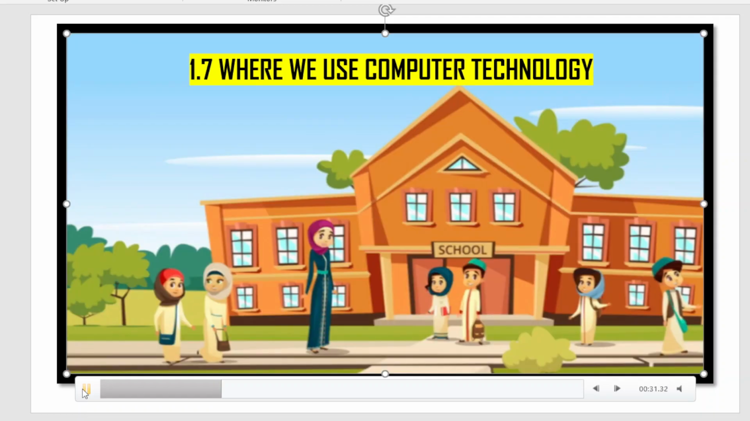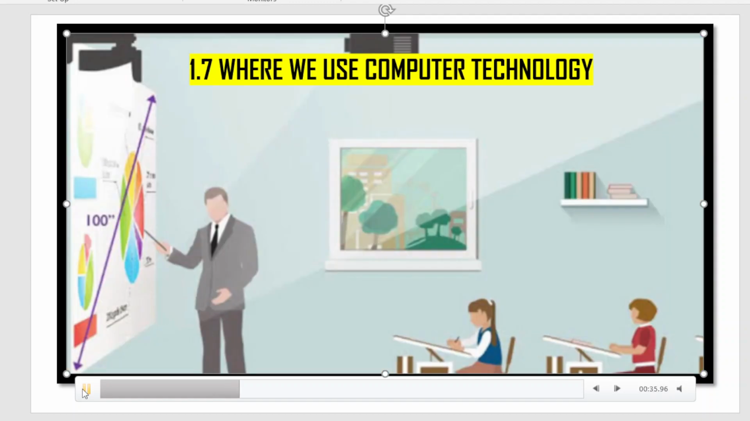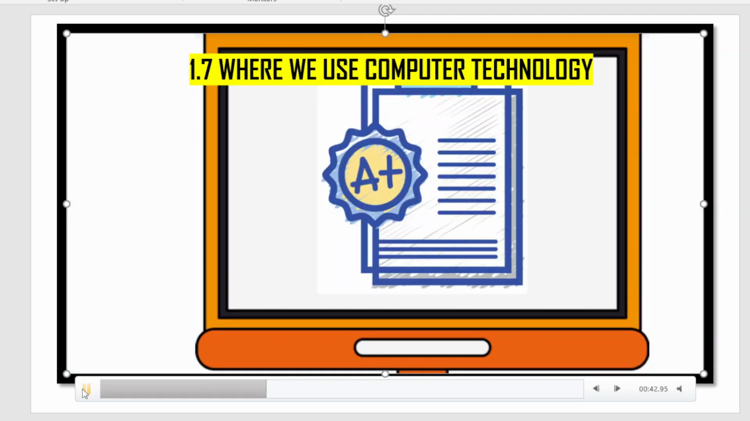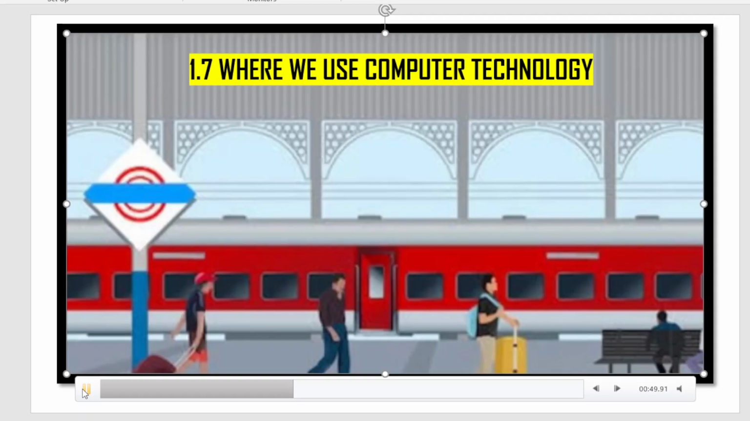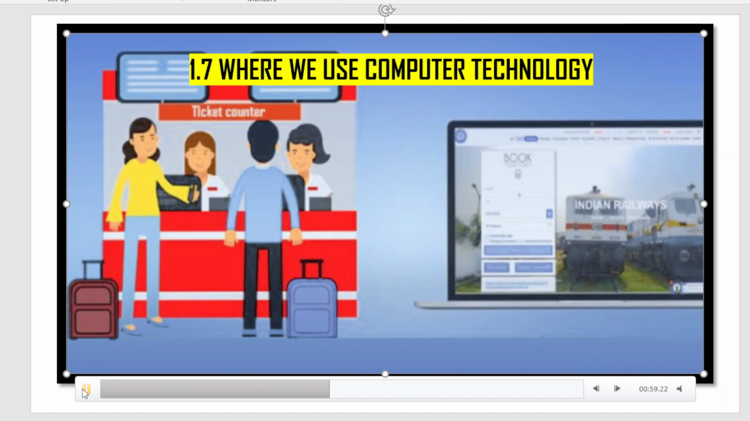When we talk about schools, teachers use computers to teach their students. Computers are also used in making timetable schedules and generating report cards. At railway stations, computers are used to book tickets and check the current status of the train. You can see here people are checking the current status of the train schedules.